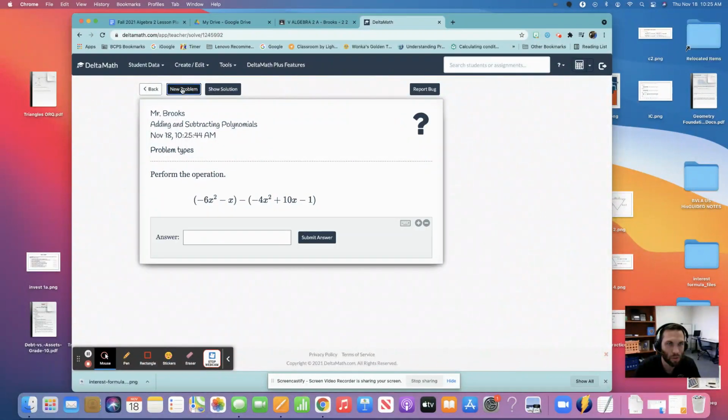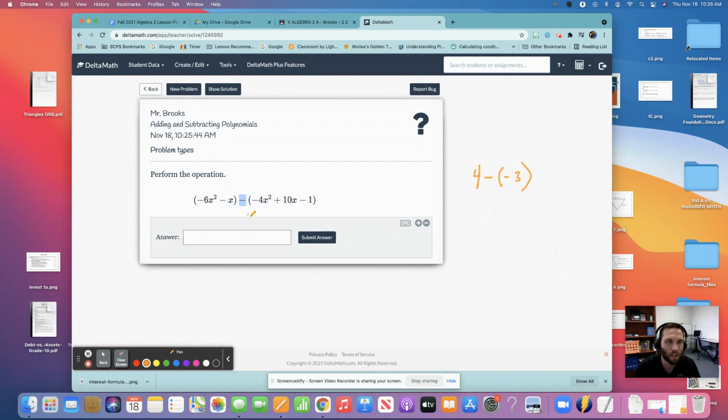All right, let's go to a new problem. All right, this is subtraction. Okay, this is a little trickier because you're dealing with negative integers. Remember, when you have a problem like 4 minus negative 3, okay, that changes to plus, right? And also, you're applying that minus to every single term, so it's not just minus negative 4x squared. It's minus 10x and minus negative 1. Okay, so let's see what we can do here.